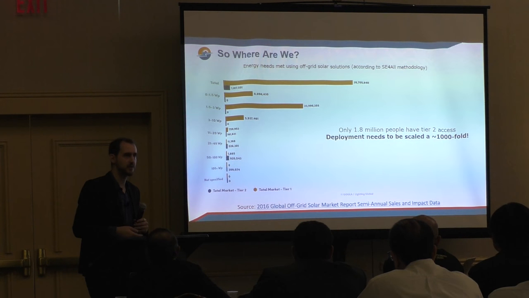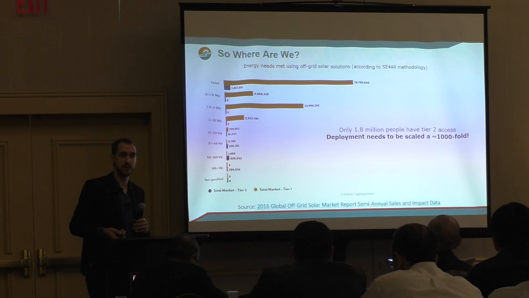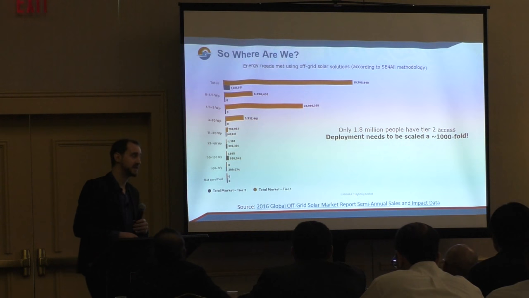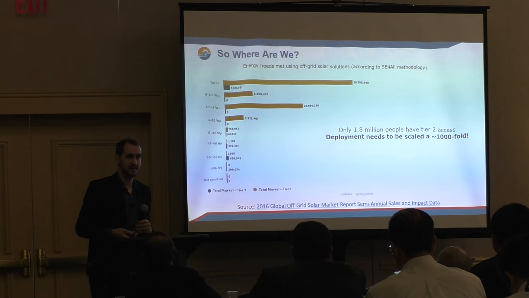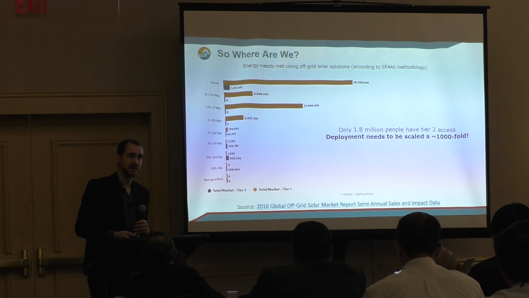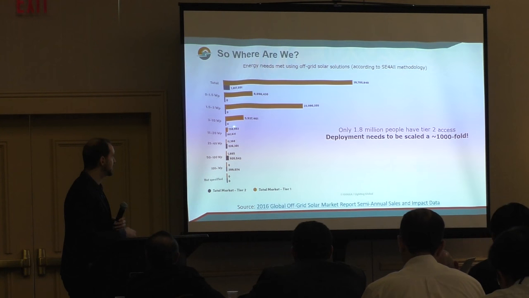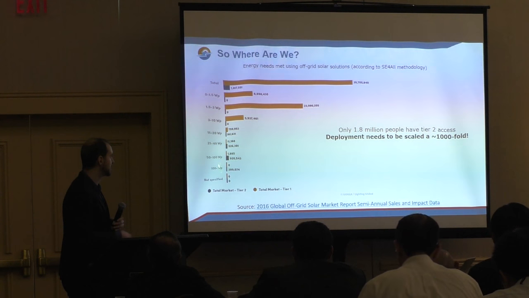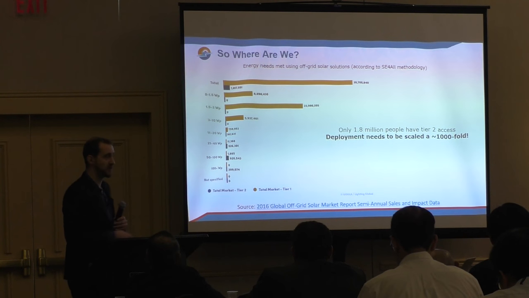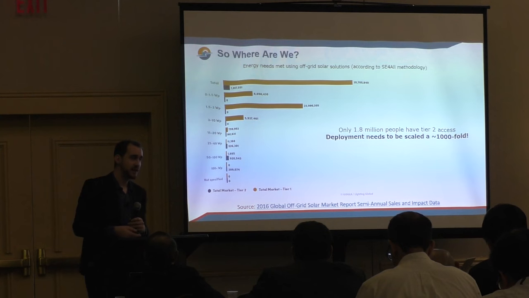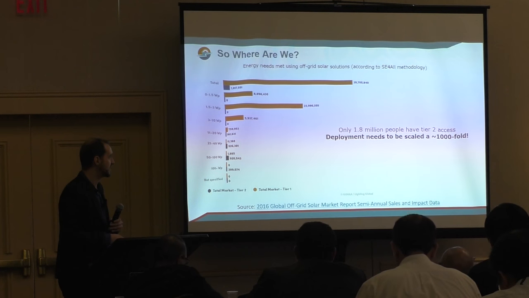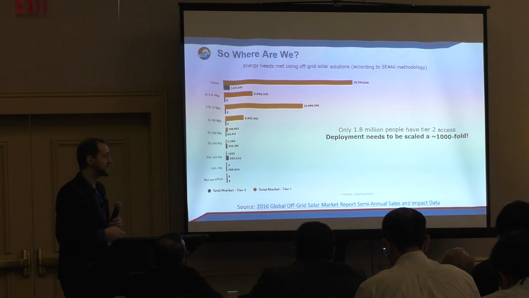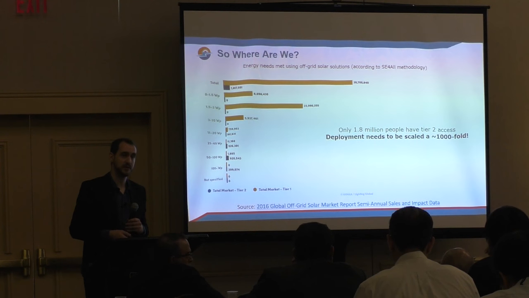So we are talking about 300-400 million people out of this slice of 1 billion who have access to tier one, like solar lanterns and very small devices. But we believe that, all right, if you have lighting for a few hours in the evening, that's not really energy access yet. So if you look at tier two access, which really starts at 11 watts and above, then we see that we only have 1.8 million people with access. So it seems that we have a huge scaling challenge if we are talking about off-grid access to these billions of people. So we are saying the deployment needs to be scaled by more than 1,000-fold.